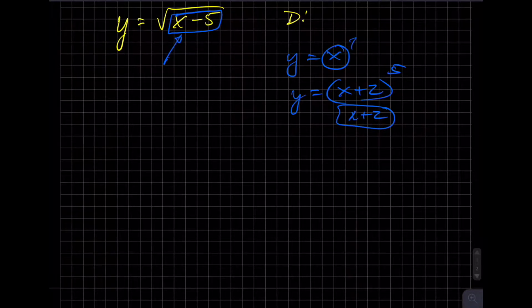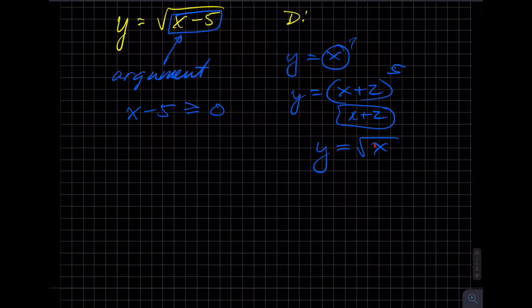So in this case, I'm taking the square root of that expression, x minus 5. X minus 5 is my argument. Okay? That's the name of that little piece of the expression. So for these functions, my argument must be greater than or equal to 0. That's what we found out when we just looked at y equals the square root of x.